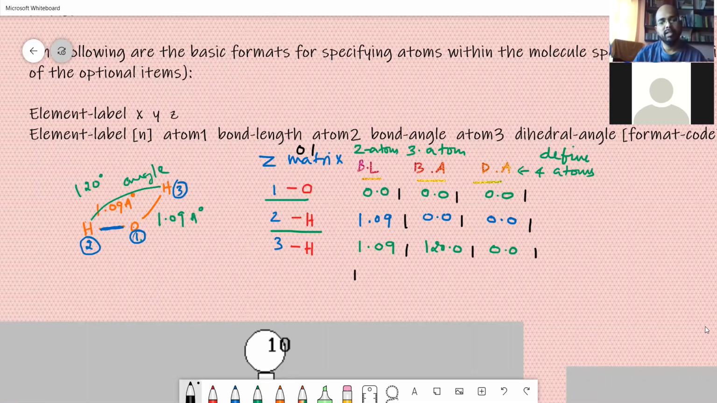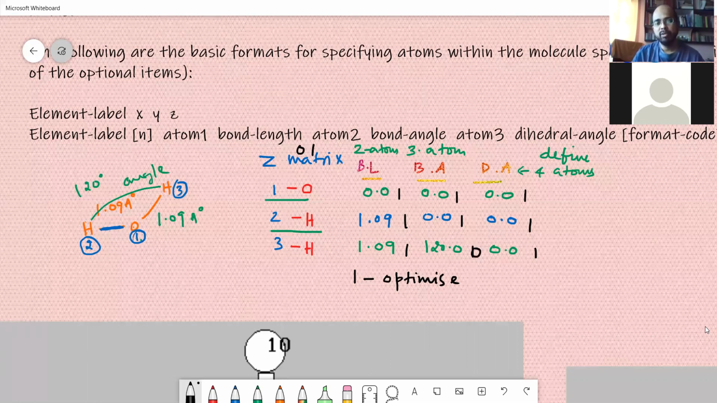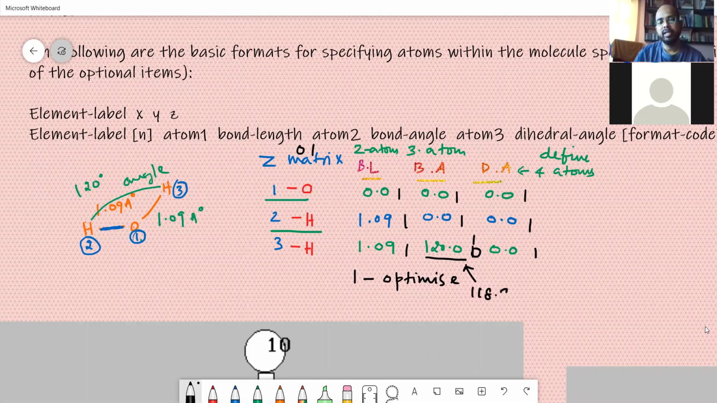What is this one? This one represents the optimize. Optimize means you are asking the program to suggest a suitable bond length. If you put it as 0, it will stay completely at 120 degrees, no change. But if you put it as 1, the program, based on its experience, based on the database, will try to calculate 118.9 degrees or 119.2 degrees, whatever is very good for water. That means if you put 1, you are asking it to optimize.